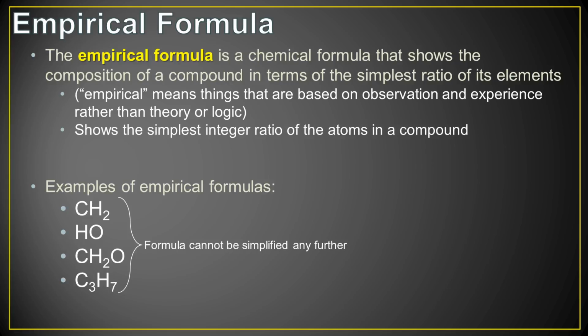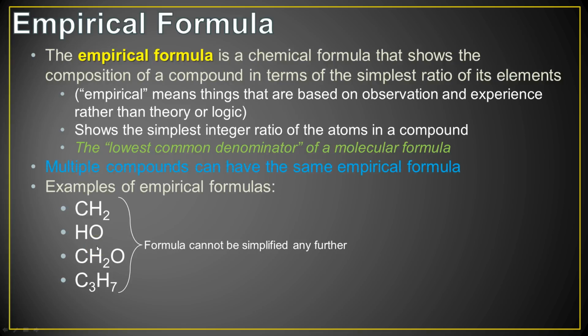The empirical formula is going to show the simplest integer ratio of the atoms in a compound. Think of this as the chemical equivalent of the math concept of the lowest common denominator. What do they both have in common? Well, in this case right here, this is as far as we can simplify. And it's important to note, multiple compounds can have the same empirical formula. So we can get to one of these through more than one way.